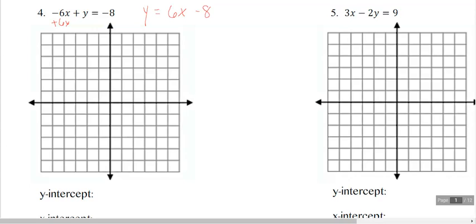1, 2, 3, 4, 5, 6. Let's count by 2's. So let's make each one a 2. So 2, 4, 6, 8. -8 is going to be right here. And then my slope is 6. But remember, we're counting by 2's. So up 2, 4, 6 and over 1 is going to be about right there. And then up 2, 4, 6 over 1 is going to be there.